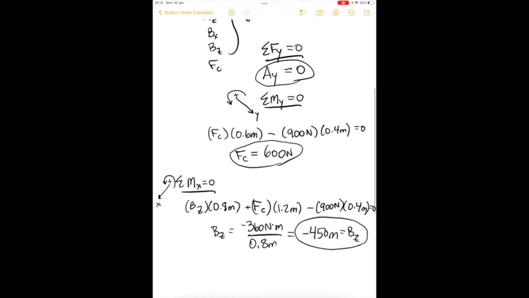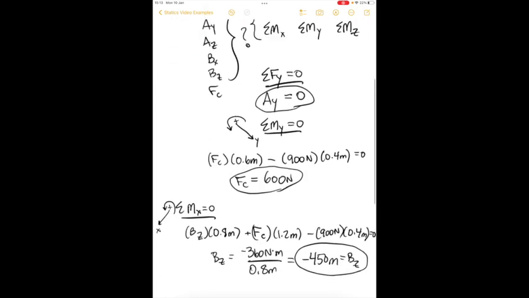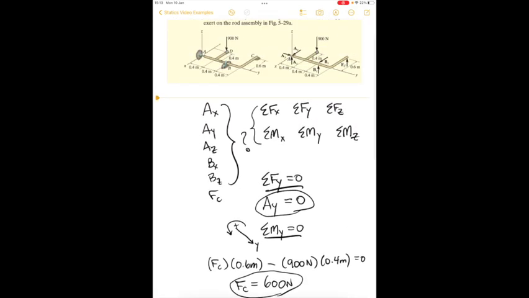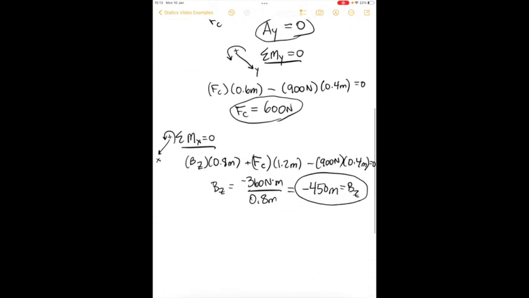Now, we have a negative answer. What does that mean? Well, it means that the way we drew it, BZ, we drew it pointing upwards. But in fact, BZ is actually pointing down. So we guessed in the wrong direction, based on our diagram. Now as we move forward, we want to still continue to use BZ pointing upwards in terms of our orientation when we build our problems, even though we now know that in fact BZ is pointing down.